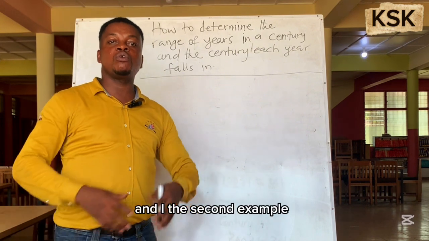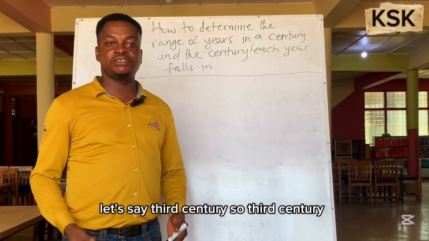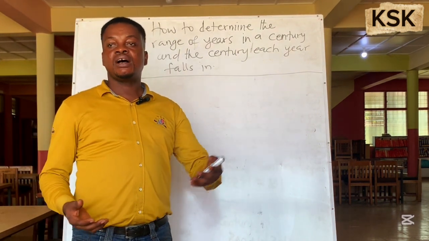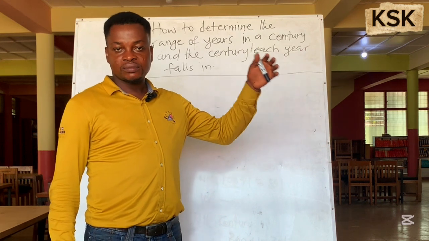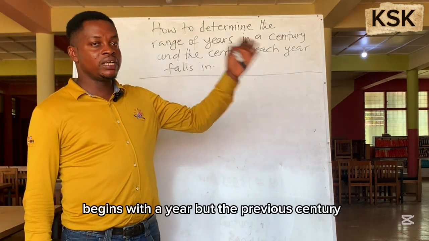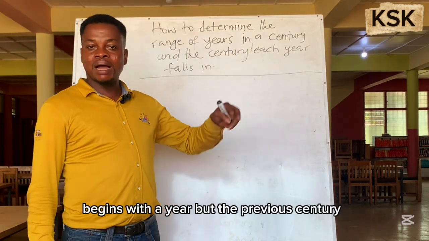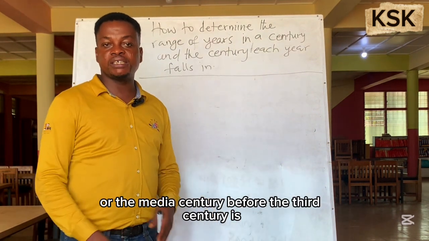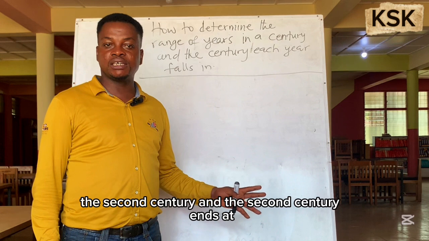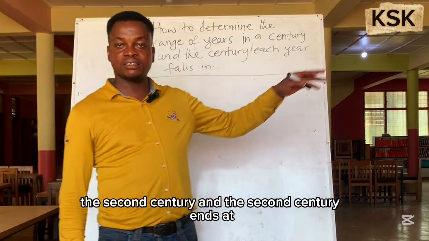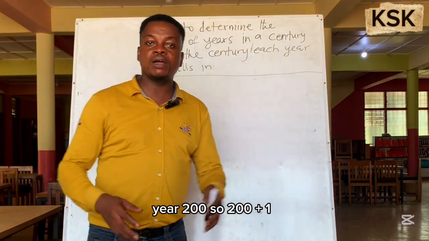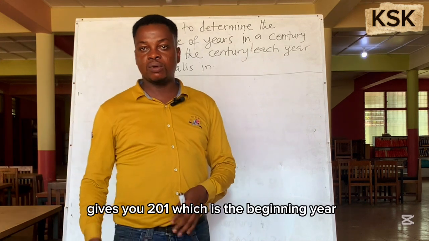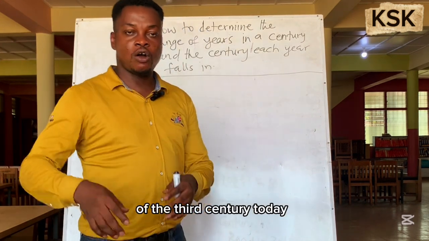For the second example, let's say the third century. The immediate century before the third century is the second century, and the second century ends at year 200. So 200 plus 1 gives you 201, which is the beginning year of the third century.